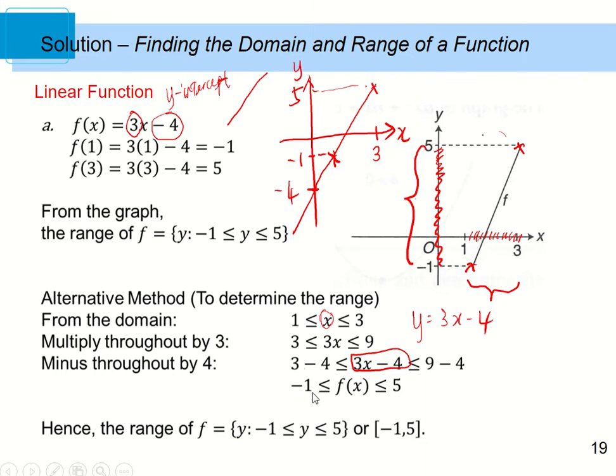So we have 3 minus 4 is -1. And on the right-hand side, we have 9 minus 4 as well. So we have 5. So we know that now the y is greater or equals to -1 and smaller or equals to 5. All right, so we get the same answer. So this is the range, and we can write in this notation as well.